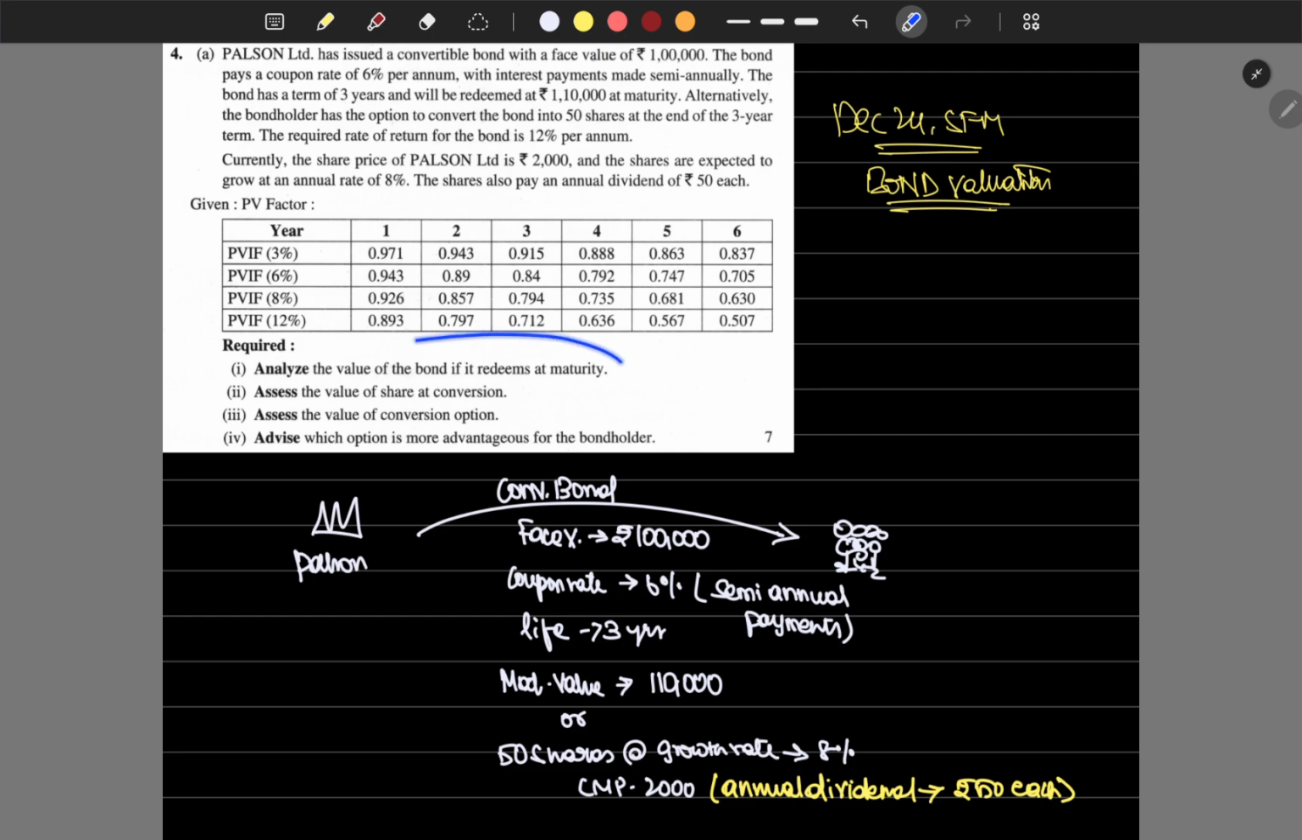What they asked us to find out is the value of the bond, considering the time value of money, and the value of the share at conversion. What would be the value of the shares that we are receiving at maturity, and the value of the conversion option. What is the total value of shares that we are going to get at maturity, also considering the dividends we would receive if we had invested in shares. And we are going to say which is the more beneficial option for the bondholder.